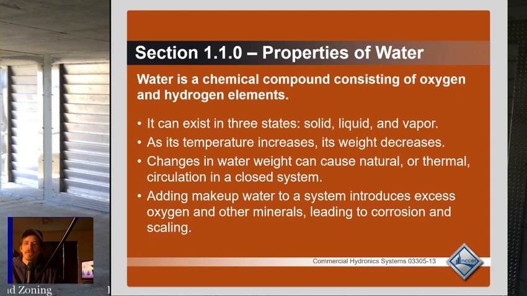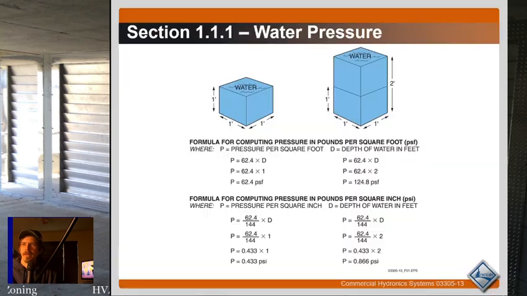So the best thing to do is to turn off the makeup water and wait till you have a problem, and you can see when you're losing water. But really, there's no reason to have constant makeup on a system if it's a nice tight system. All right, you should only have to fill it once, theoretically. It's not how it works in the real world, but theoretically you should only have to fill that thing once anyway. All right, water pressure.